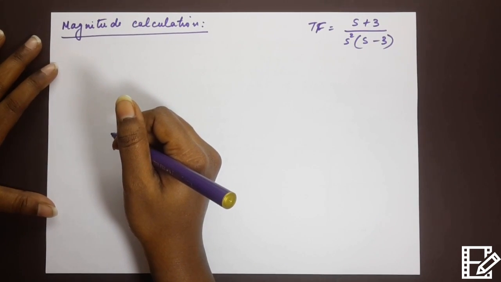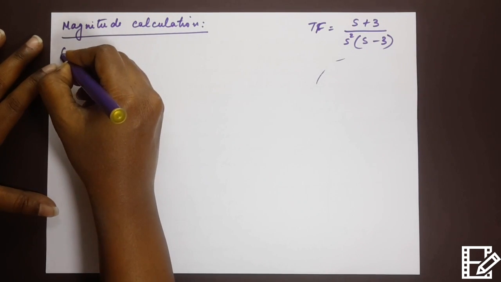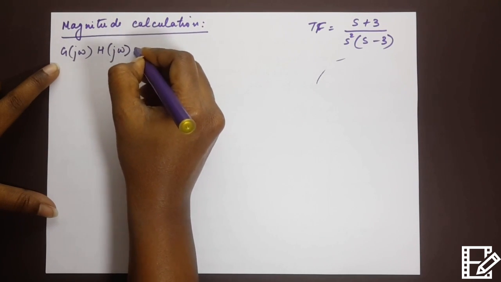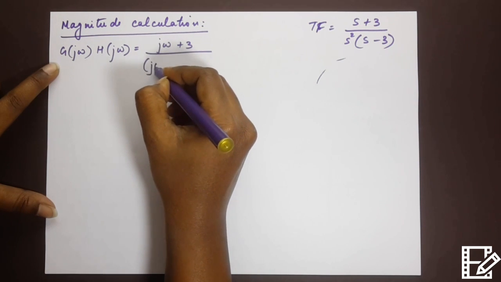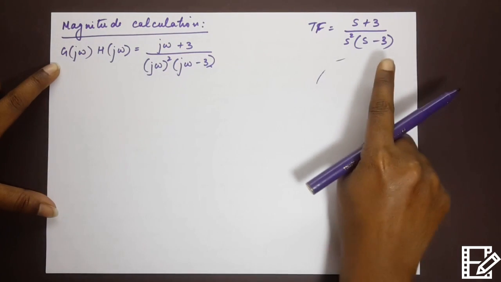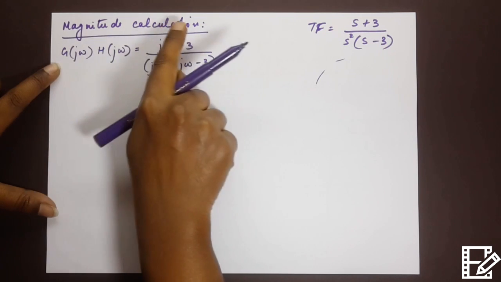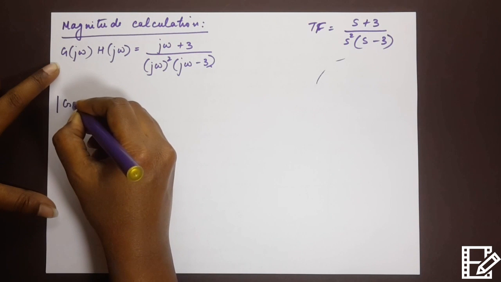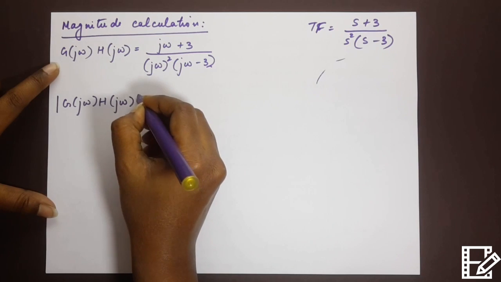We start with replacing s with j omega. So we have here G(j omega) H(j omega) equal to (j omega plus 3) divided by (j omega) square into (j omega minus 3). So this is just the representation of s in terms of j omega. Now to find the magnitude, magnitude is mod of G(j omega) H(j omega).